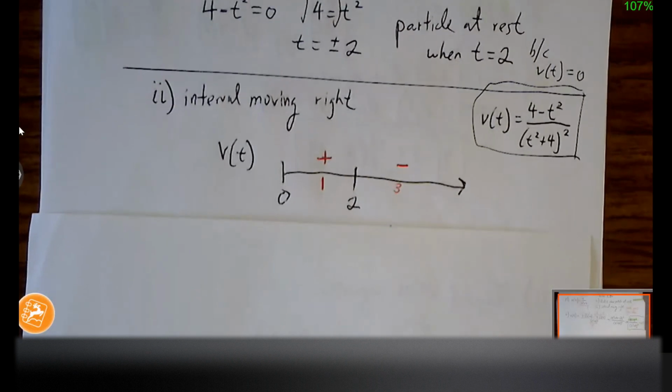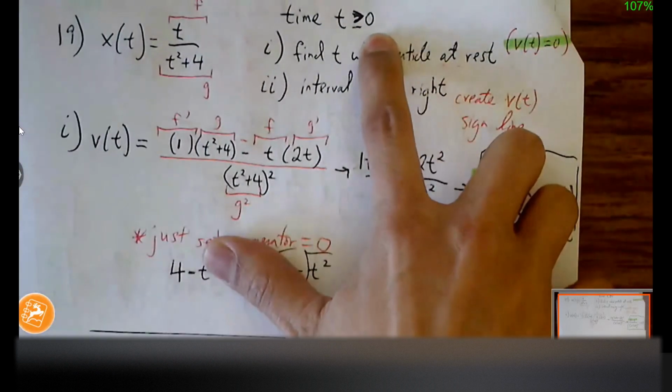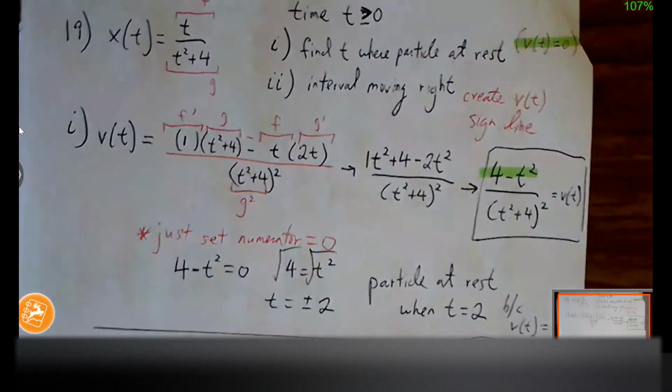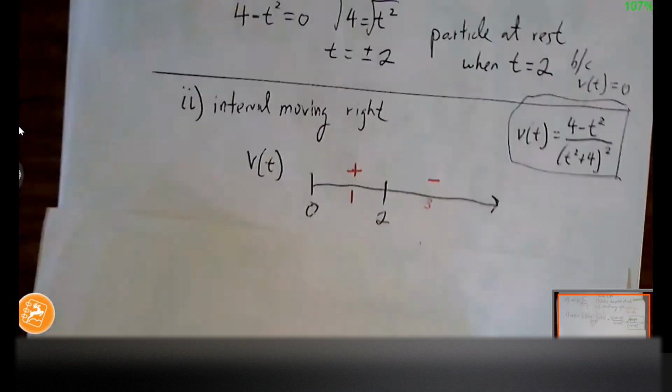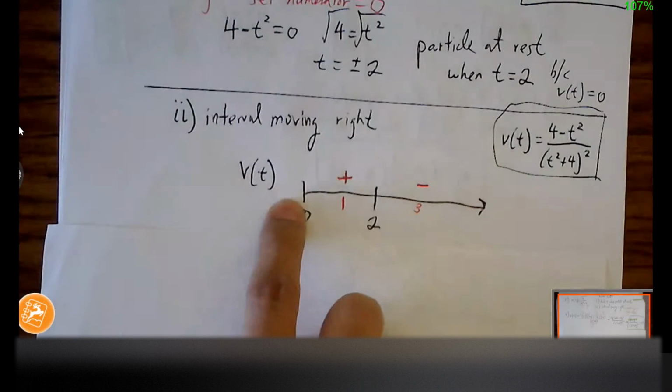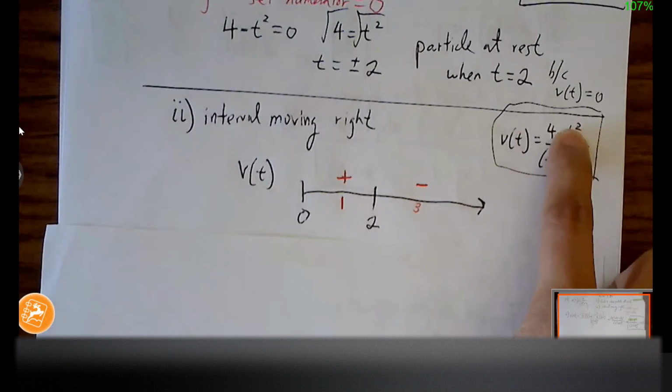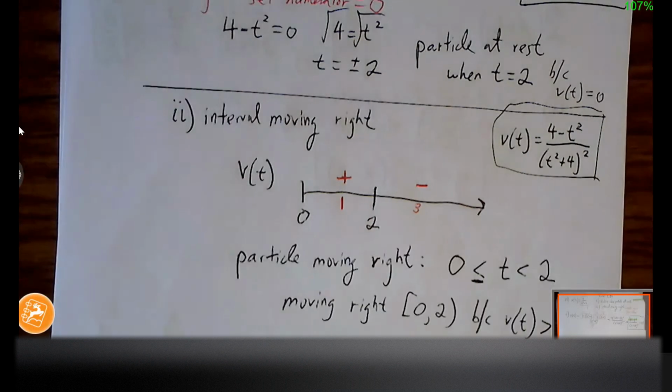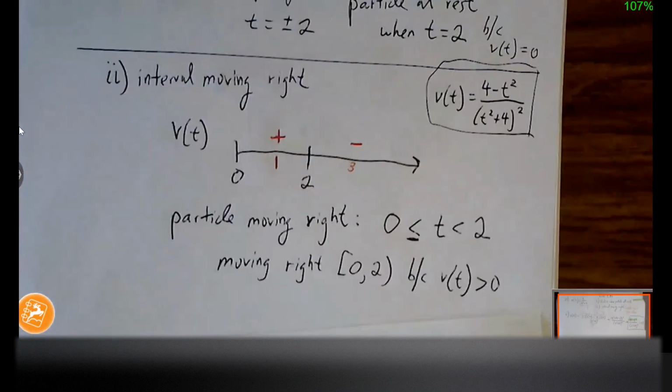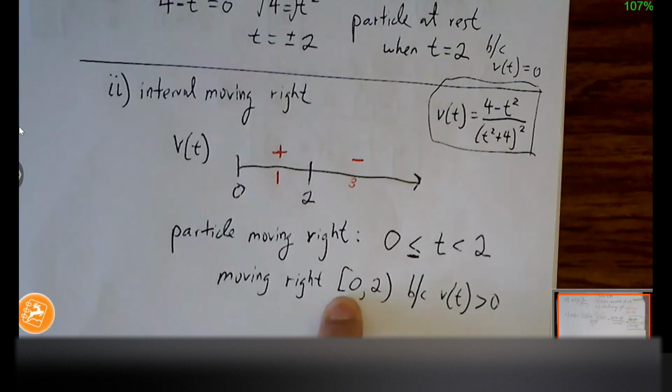But there's a subtle addition that we have to include, and it's the fact that 0 is on there because it's a starting point. It's not on there because velocity is 0. And 0 is part of our domain. So maybe the object is already moving at 0, so we need to test 0 as well. If I plug 0 in for t, I get 4 minus 0, which is 4. 4 over 16 is positive. So my interval is going to have a bracket at 0 because it's already moving at 0.